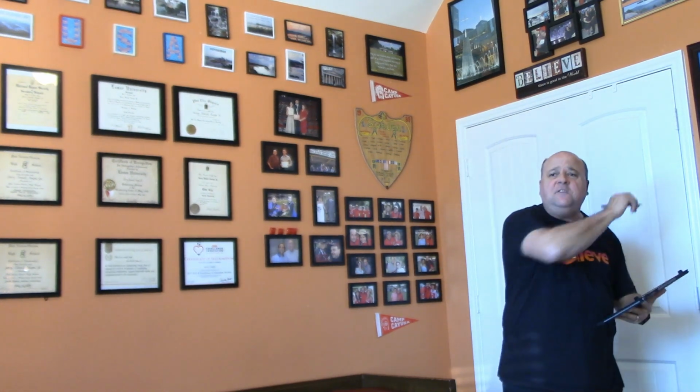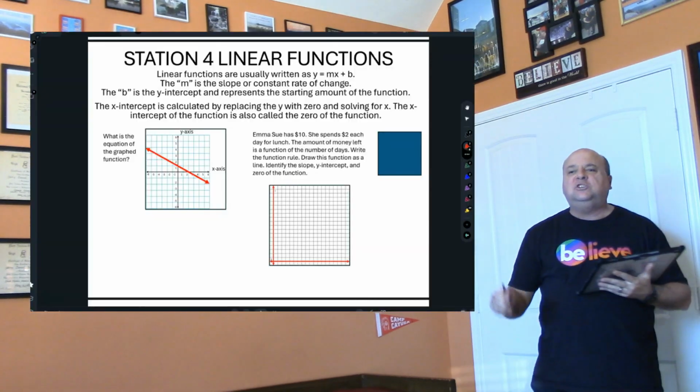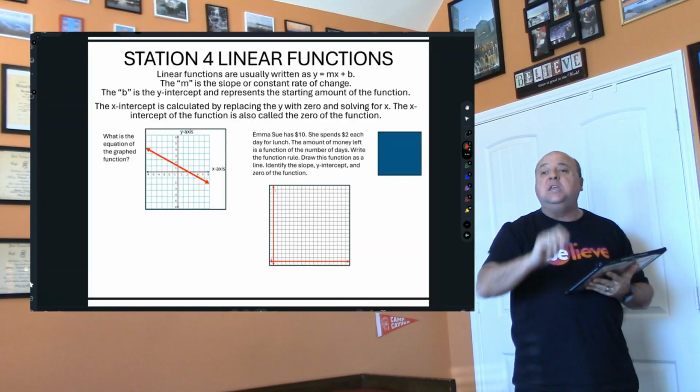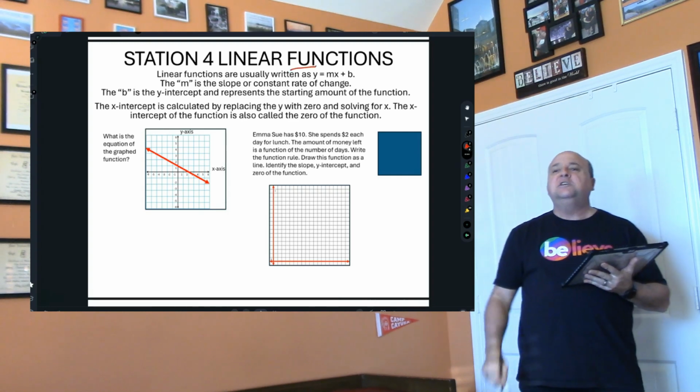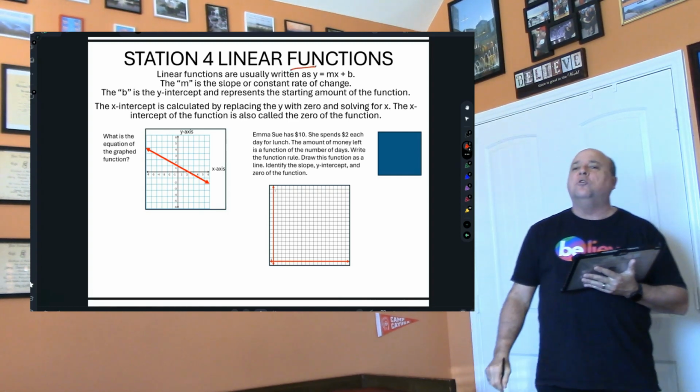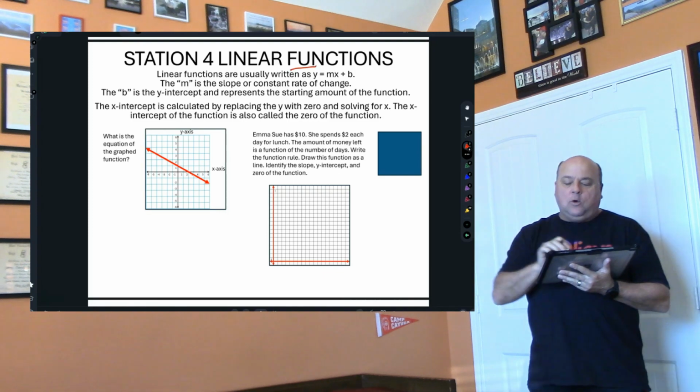Working on Station 4 in your benchmark review. Oh, it's about linear functions. Remember, Mr. Toops puts the FUN into functions because function starts with FUN. Okay, so let's get going on this.